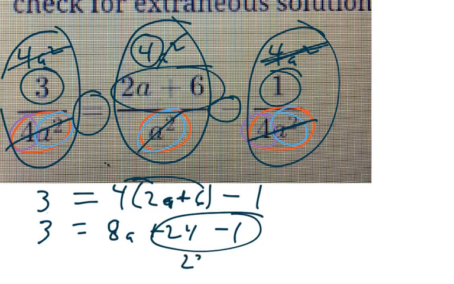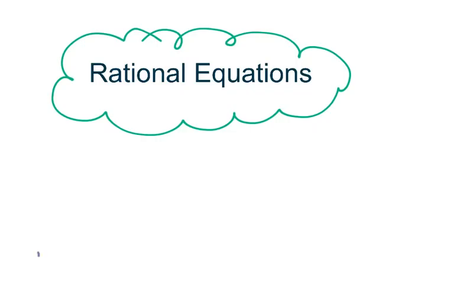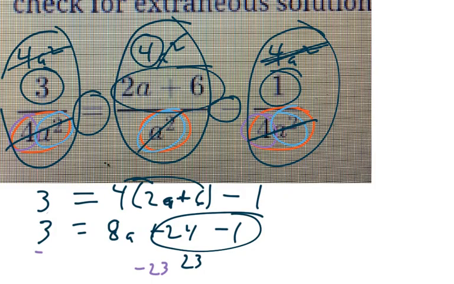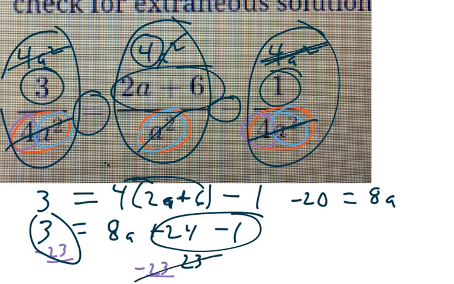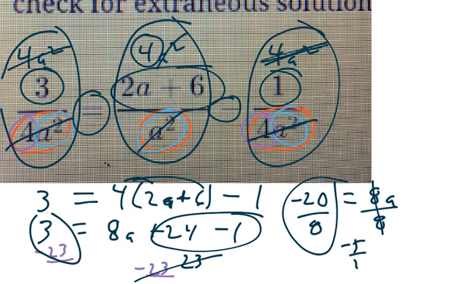So, 3 equals, let's distribute here, 8a plus 24 minus 1. 24 minus 1 is 23, right? So how about we go ahead and subtract 23 from both sides. So now 3 minus 23 is negative 20, equal to 8a. Again, 23 minus 23 is 0. So once I divide both sides by 8, this is my answer. Now I need to reduce it. If I divide by 4, I get negative 5 halves. And so there's my answer, guys.